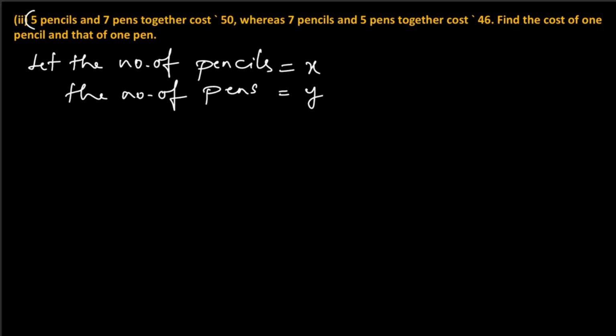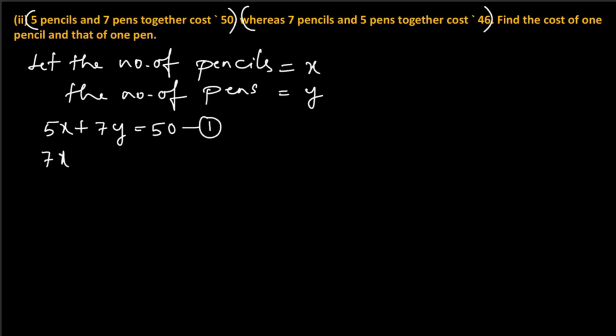So this is the first condition from here to here. And this is the second condition here to here. 5 pencils and 7 pens. So 5x plus 7y is equal to 50, which is equation number 1.